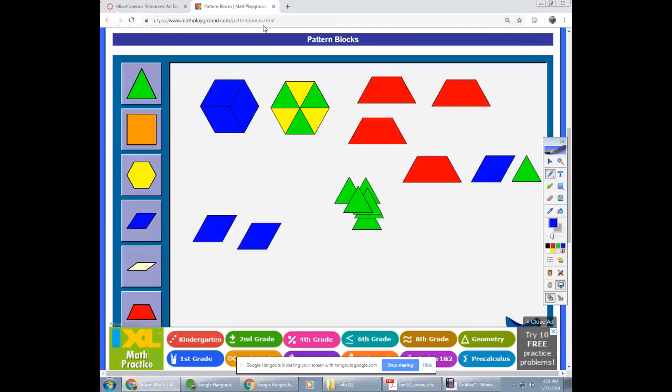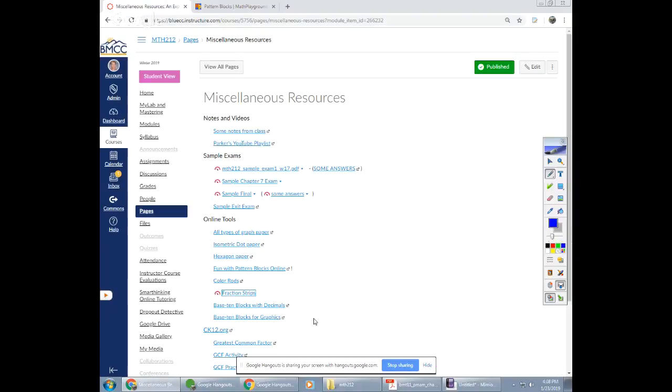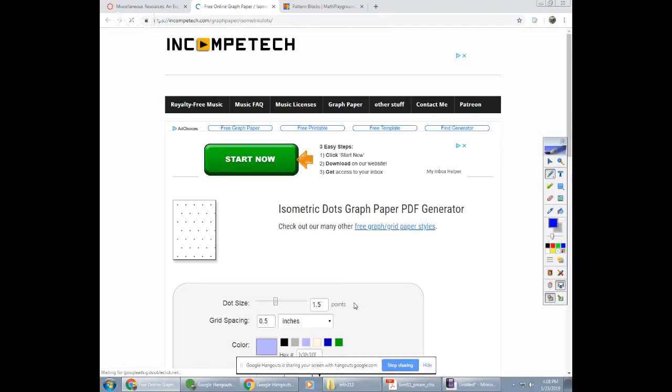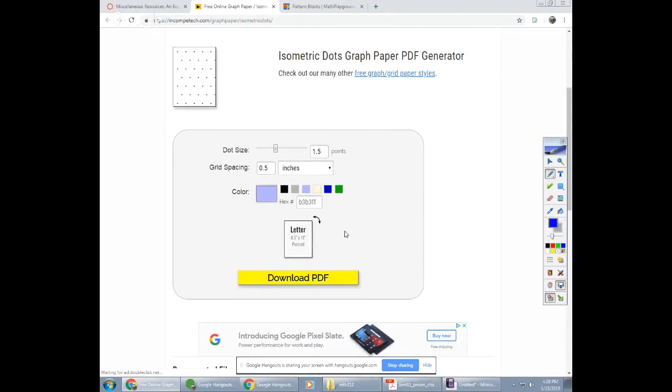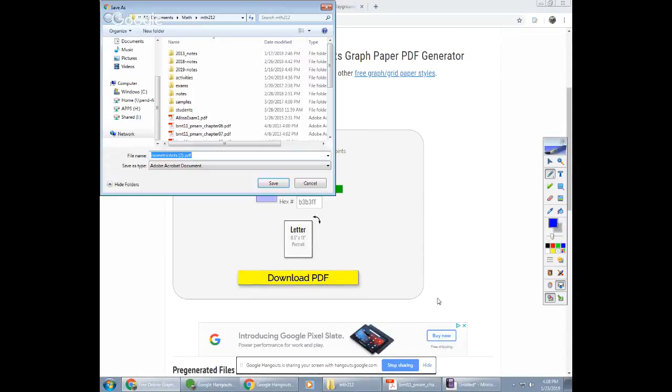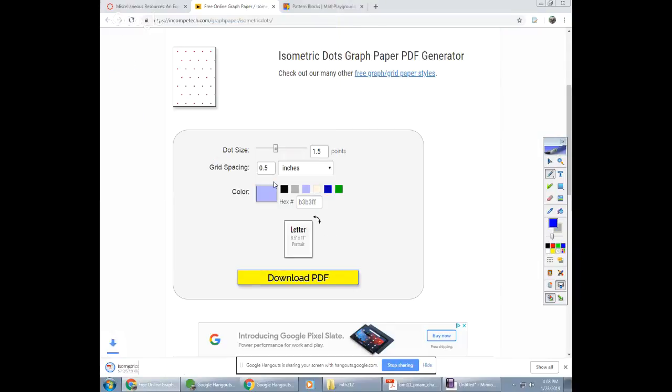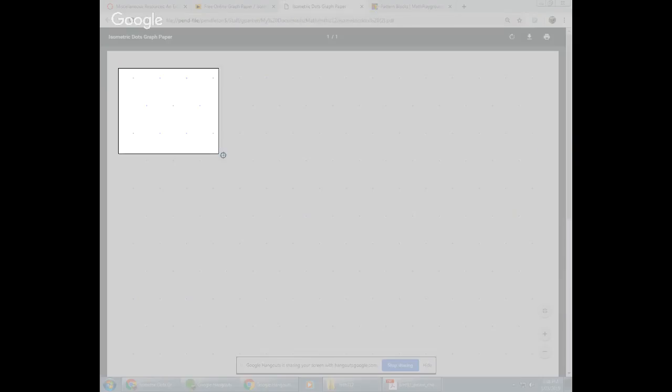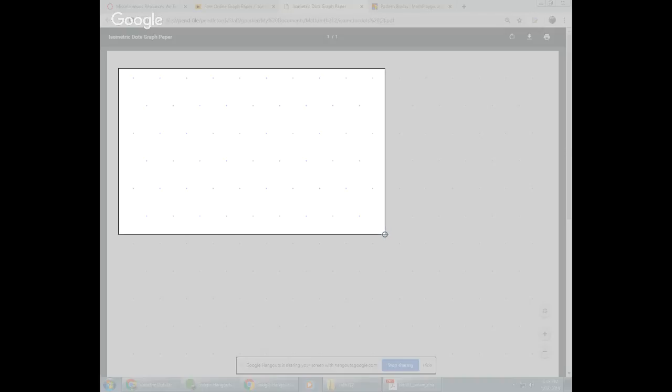So let me get my dot paper up here. I've got it here, isometric dot paper. Go to the site and build your own. All right, so let me get a snapshot of this into my page. Hopefully that's enough.